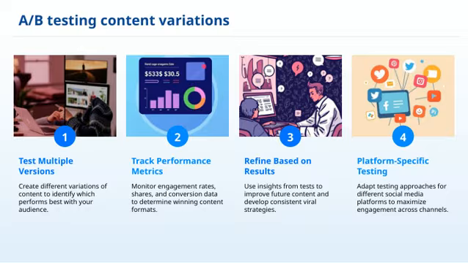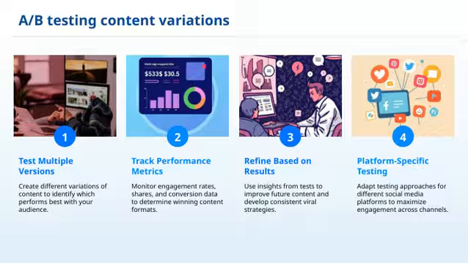Next, it's crucial to track performance metrics. This means monitoring engagement rates, shares, and conversion data. These metrics help us identify which content formats are truly effective and have the potential to go viral. Once we have this data, we can refine our approach based on the results. Using these insights allows us to improve future content and develop consistent strategies for creating viral content.